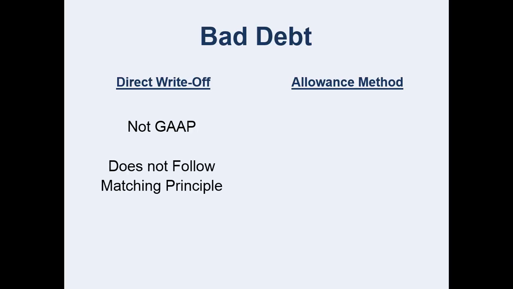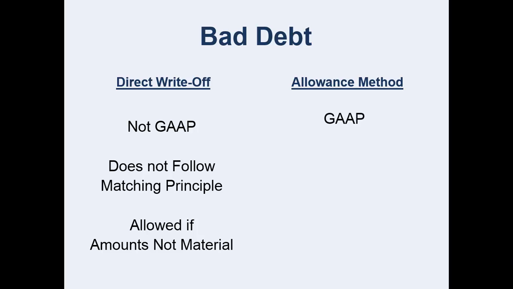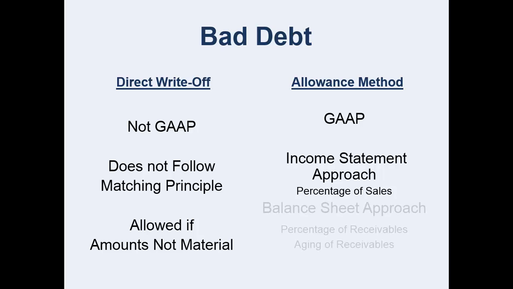Just to review, you have the option of using the direct write-off method or the allowance method. Now, technically, the direct write-off method is not GAAP. It does not follow the matching principle, which is why it's considered not GAAP, although it is allowed if the amounts are not material, and write-offs are very infrequent. Otherwise, the allowance method is required by GAAP, and there are two approaches, the income statement approach and the balance sheet approach.